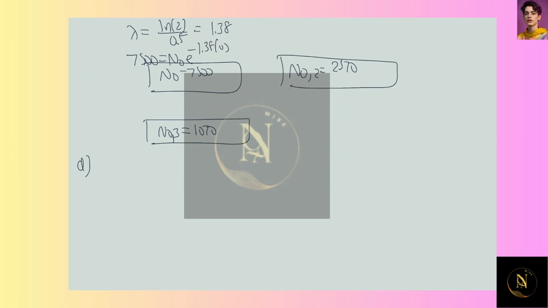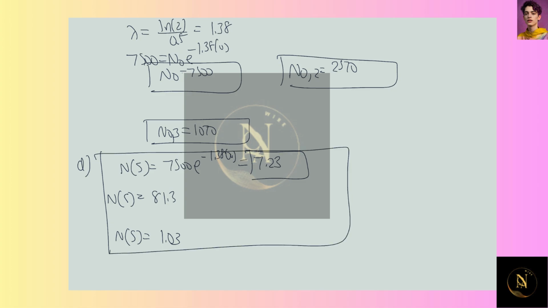For D, how many of each type are present in 5 hours? So we can use our formula again, n at 5 hours equal to, not 2570, but this will be our n naught, 7500, e to the negative 1.38 times 0, we get 7.23. For our second nuclide, n at 5, we get 81.3. And finally, for our third, we get 1.03. So these are how many nuclei are available.